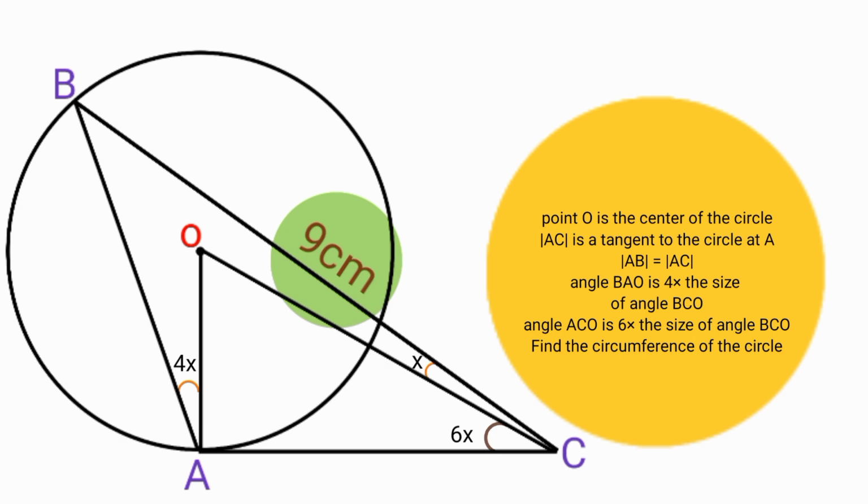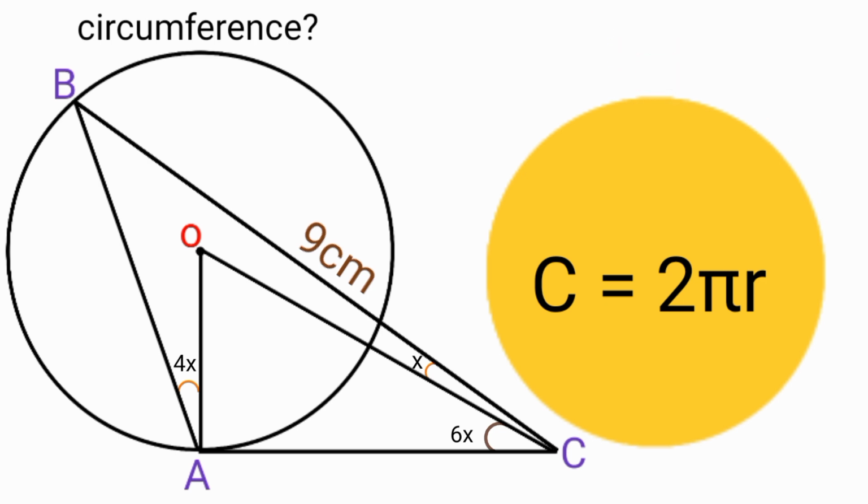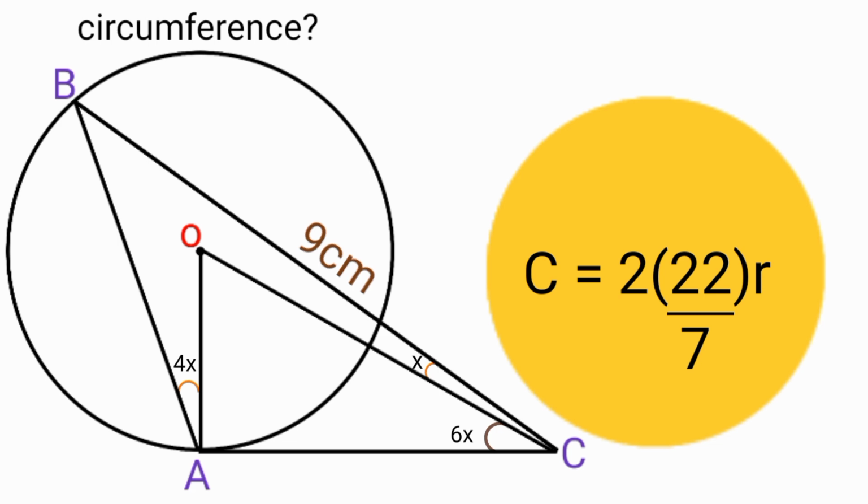So how can you find the circumference of the circle? What's the formula for the circumference of the circle? The general formula for the circumference of a circle is 2 pi r, where r is the radius, and we all know that pi is a constant representing 22/7, so we can substitute it there. So to find the circumference now, what we need is the length of the radius.